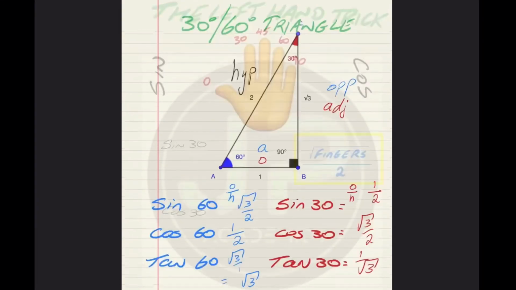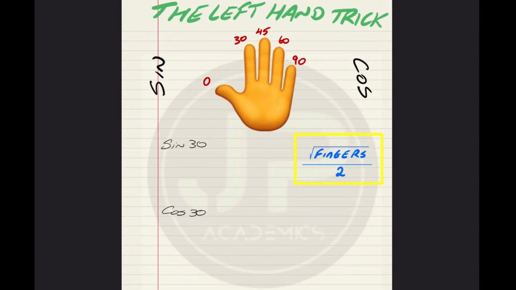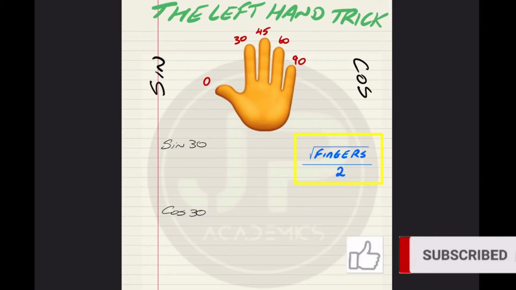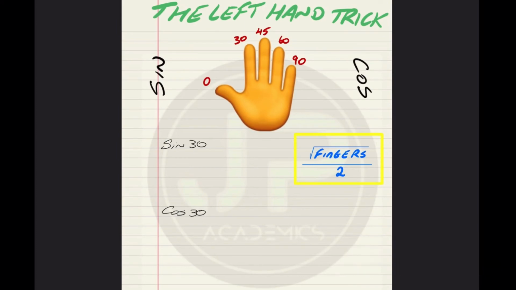Now, as I pointed out, these triangles are very important triangles, and there's actually a cool trick to help remember what these answers are, called the left hand trick. As you can see, I have a left hand and each finger represents a different angle. Your thumb is 0 degrees, index is 30 degrees, middle finger is 45, your ring finger is 60, and your baby finger is 90. As well as that, another important bit we need to know is that the left hand side is going to be sine and the right hand side is going to be cos. And here on the right hand side is the formula we're going to use to find out what our answer actually is.